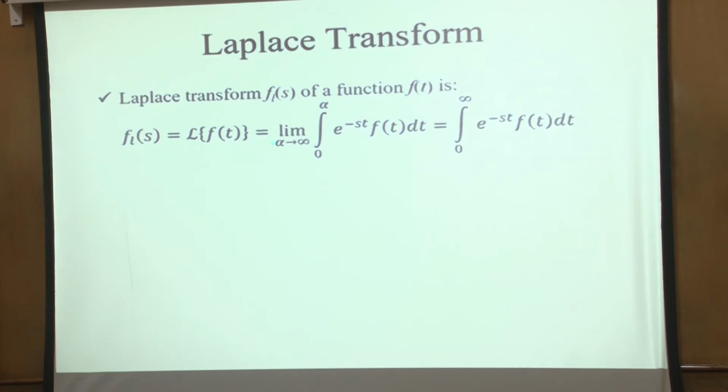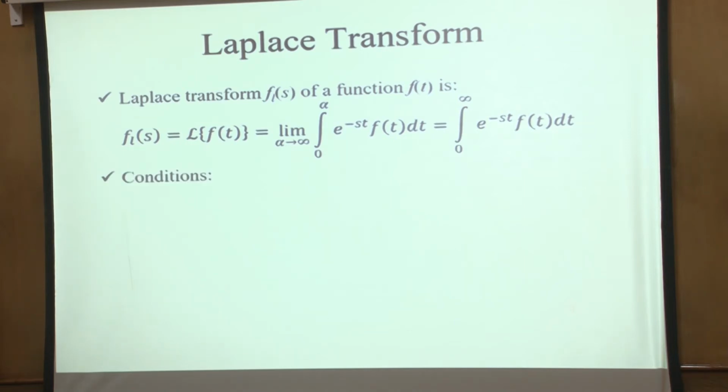Limit alpha tends to infinity, integral 0 to alpha. I don't like to write 0 to infinity directly. Neither did Laplace. Why is that? Because there may be a singularity. Then you have to evaluate the limit. So this is a better way of writing the transform. Often you may have to actually do this in order to get the transform.